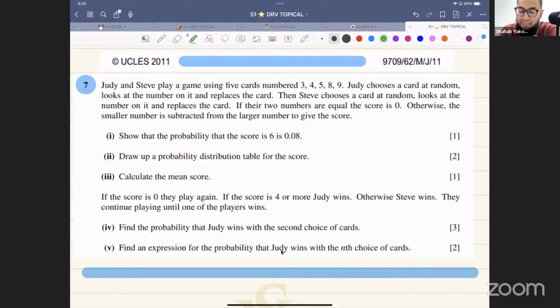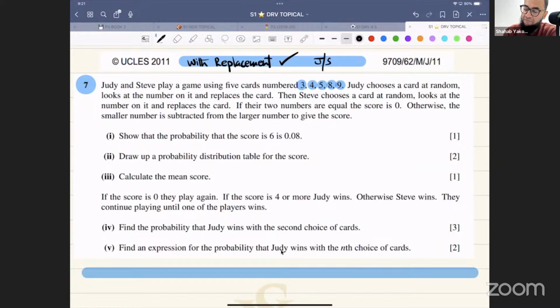That is Judy and Steve play a game using 5 cards numbered 3, 4, 5, 8 and 9. So let me highlight these. So this is 3, 4, 5, 8 and 9. Now it says Judy chooses a card at random, looks at the number and replaces the card. Steve then chooses a card at random, looks at the number and replaces the card. So the first thing is that this is with replacement. That is one thing that you should focus on.